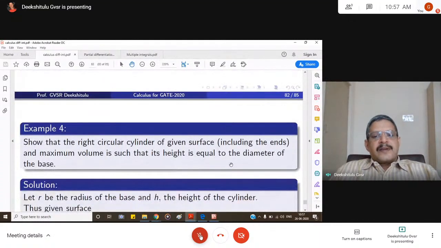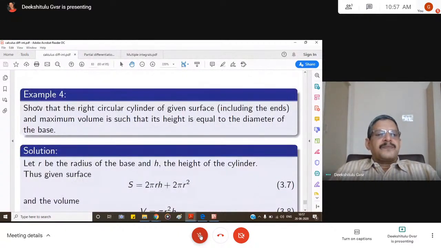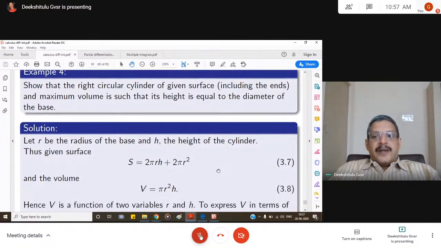Show that the right circular cylinder of given surface and maximum volume is such that its height is equal to the diameter of the base. The problem might be like, show that. This type of question will not be there in the GATE anyhow. For understanding, I am giving this problem to you. The question may be, the volume of the right circular cylinder is maximum if the height is equal to the diameter of the base, or square of the diameter, or half of the diameter, or diameter cube. Options may be in different ways.